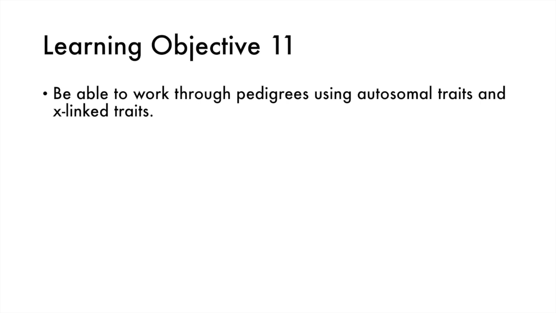Our last learning objective for this chapter is looking at pedigrees, which are ways of mapping different genetic traits throughout families. So you can see where we find traits in autosomes, which are non-sex chromosomes, or the 22 pairs that do not determine whether you are male or female, and X-linked traits, which are the ones that are found on the X chromosome.